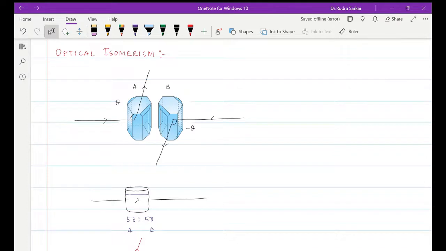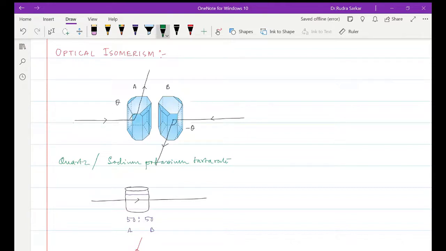Today we are discussing optical rotation. Now I have over here shown two crystal forms which I am calling A and B, and say these are crystals of quartz or sodium potassium tartarate, or potassium tartarate.